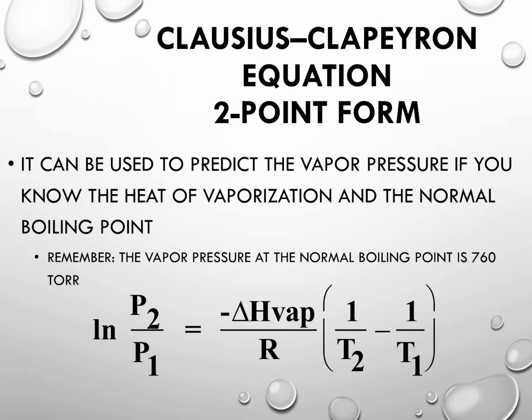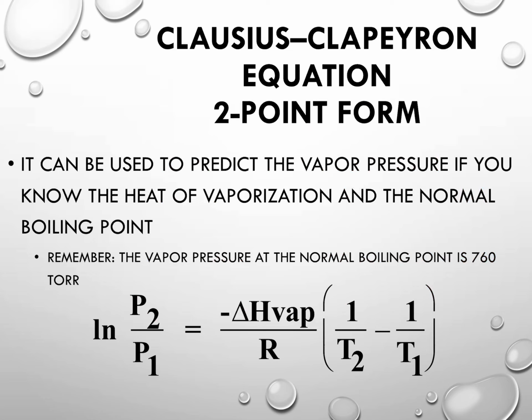This is not the version of the equation that we're going to use in this class. We have kind of a modified version of it, this 2-point form. And so it can be used to predict the vapor pressure if you know the heat of vaporization and you know the normal boiling point, because these are things that we can look up, right? We can look up the heat of vaporization, we can look up the normal boiling point, and so we can use this to find the boiling point at some other pressure, or if we know the pressure, we can find the temperature at which it boils.